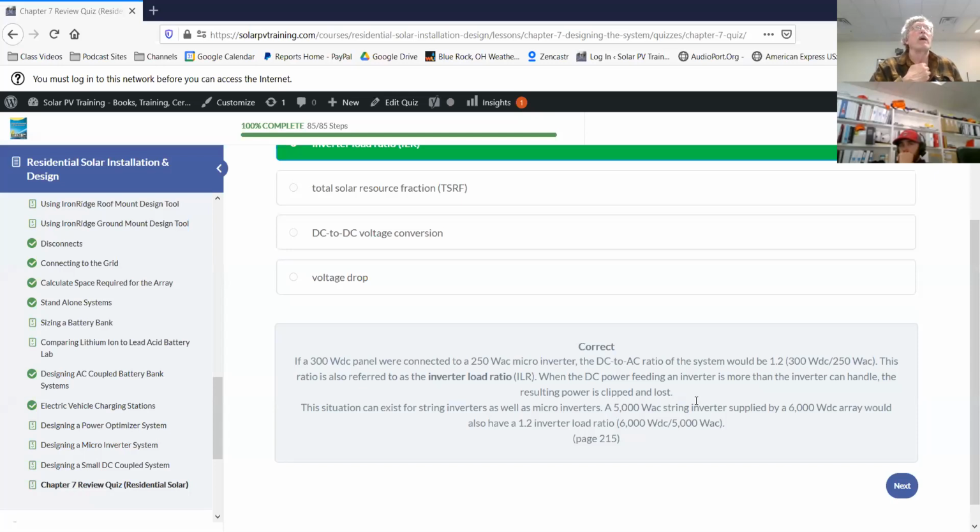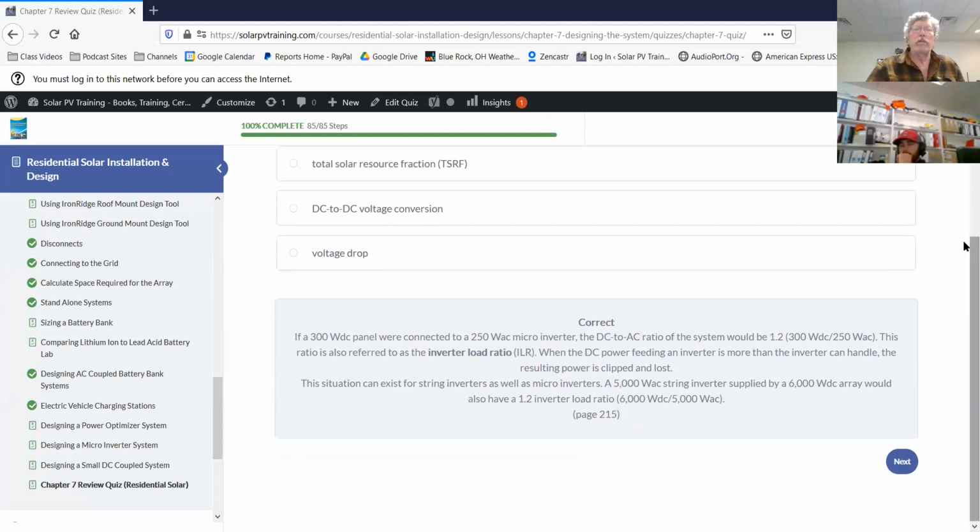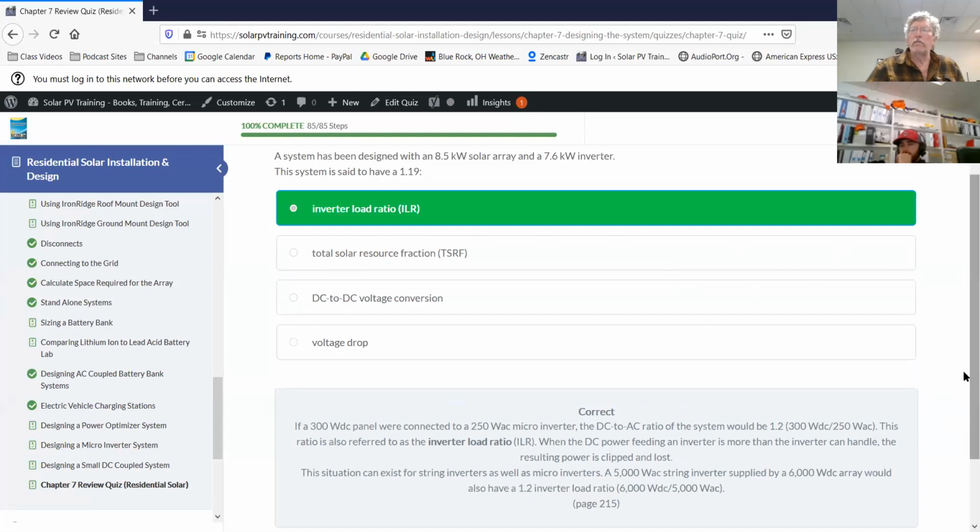So if you have, let's say, a 12 kW array, you'll probably only need a 10 kW inverter. That would be a 1.2 ratio, load to inverter or inverter load ratio.